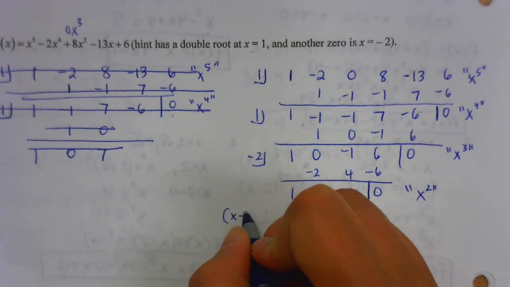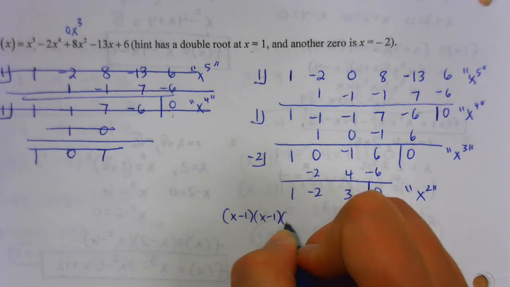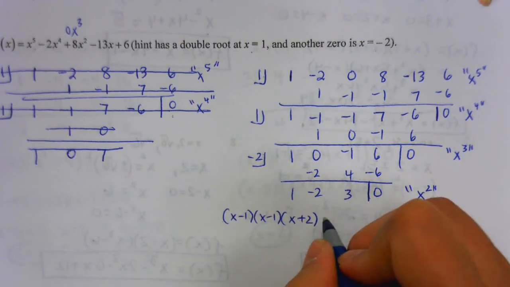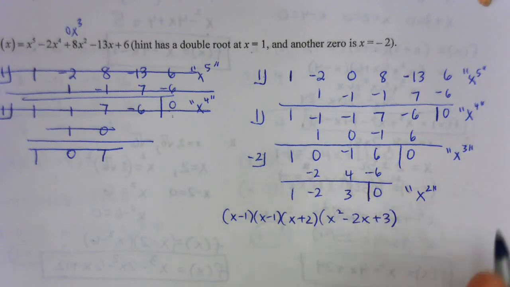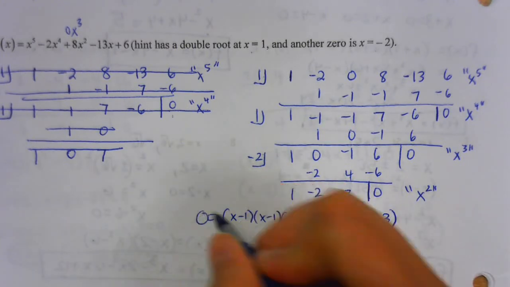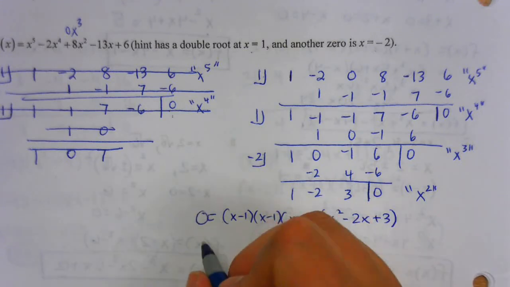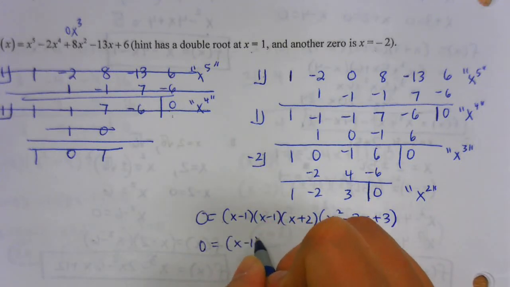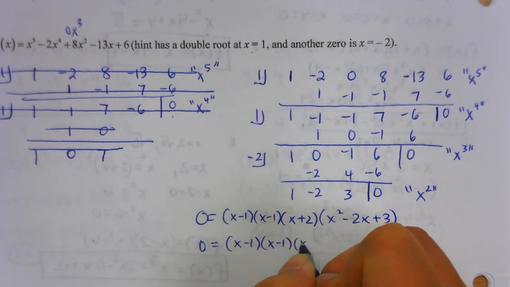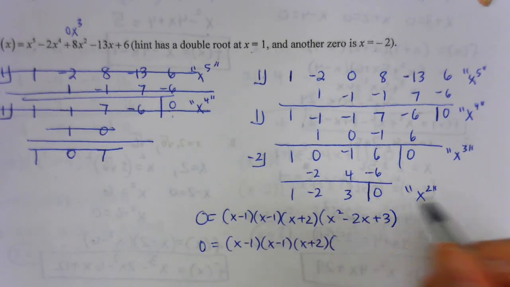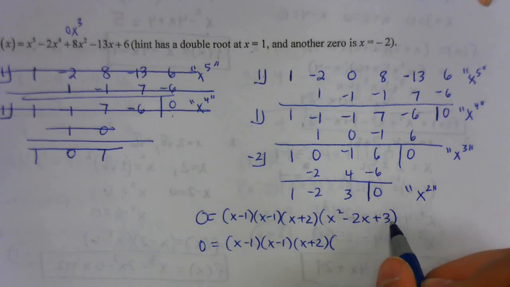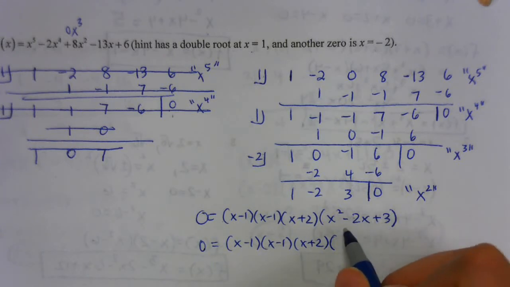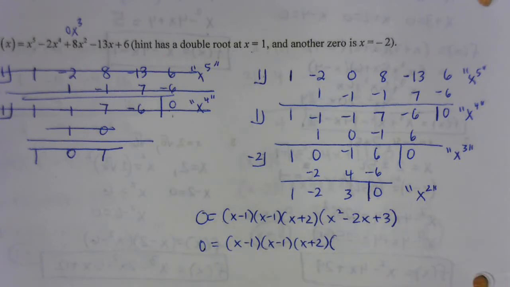So again, we have x minus 1 when we write them as factors. x plus 2 is another factor. And we have x squared minus 2x plus 3. These are all equal to 0. I'm going to factor this last group right here. It factors into, let's see, does it factor? There are not two numbers that multiply together to give me a +3 that are going to add to give me a -2. So I have to do some other work.